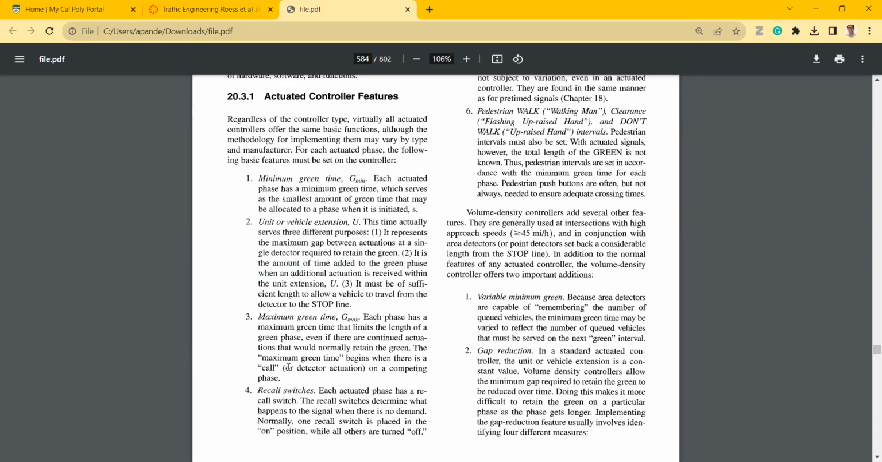The next one is recall switch. Each actuated phase has what we call a recall switch. The recall switch determines what happens to the signal when there is no demand, right? Almost all phases of a signal will have a no recall, right? The recall switch will be set to no, except for one phase, typically.